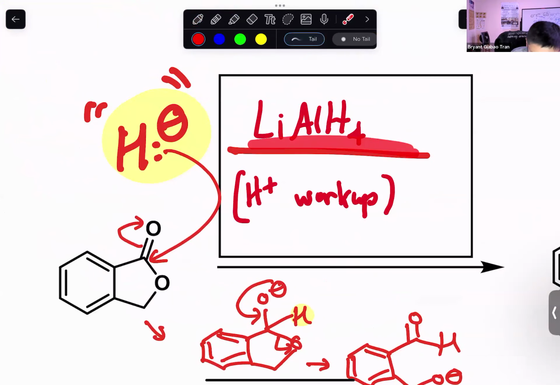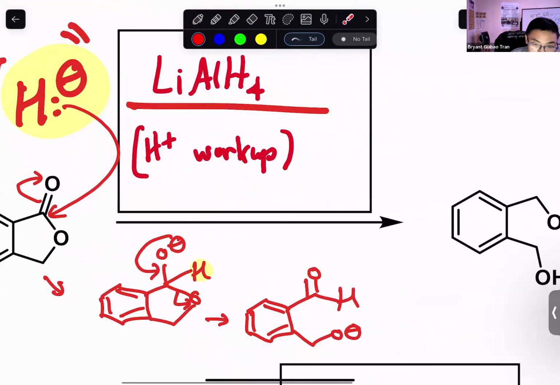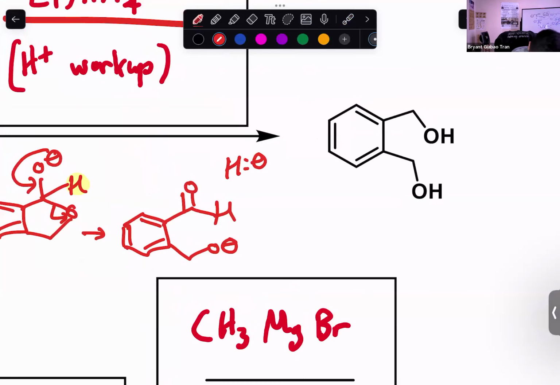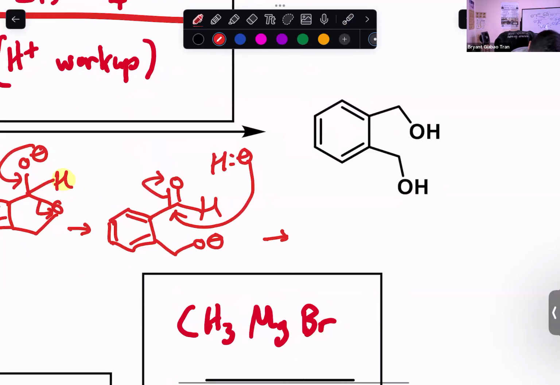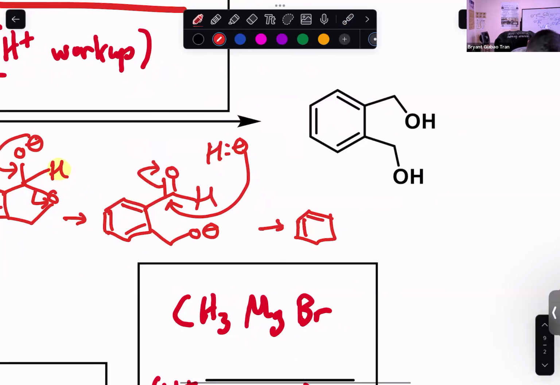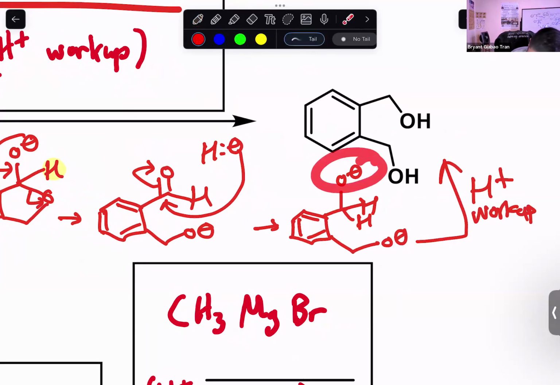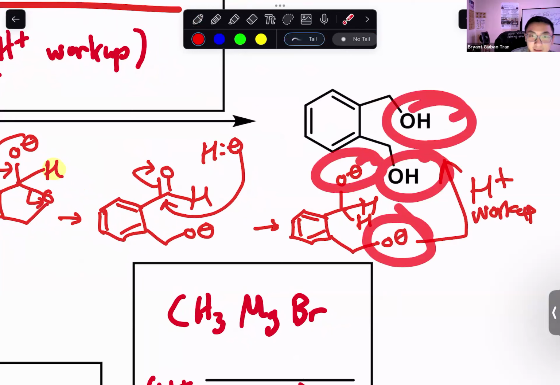We technically have a lot of them because it's LiAlH4. So we could bring in another H minus to attack this electrophilic carbon of the aldehyde and give us this negatively charged oxygen with those two hydrogens. And this oxygen is still negatively charged, but the second step, H plus workup, would protonate the O minuses into neutral OHs, like that.